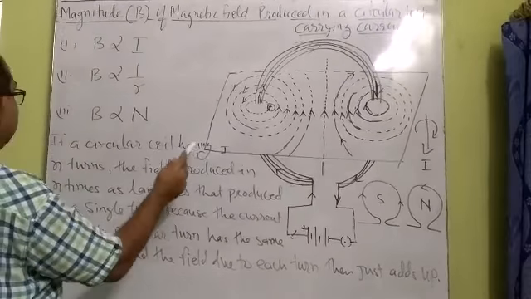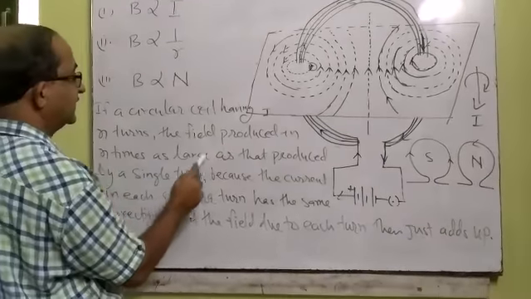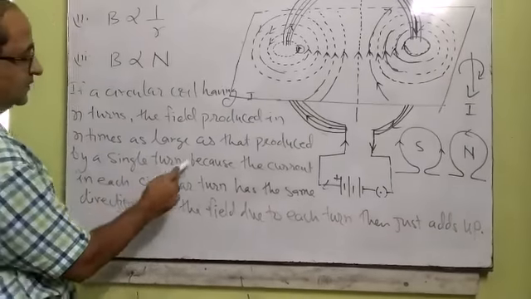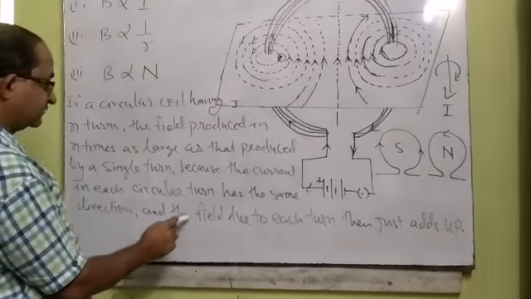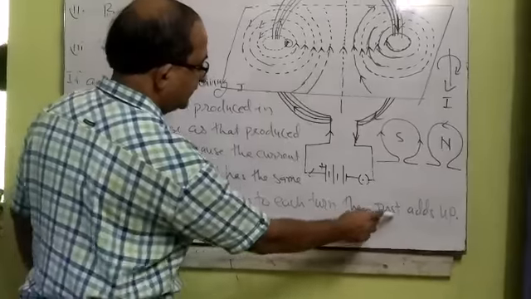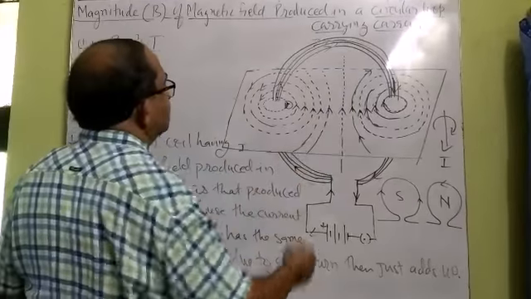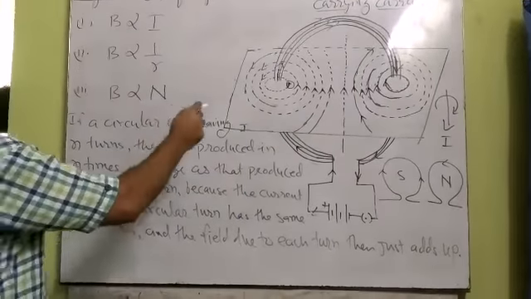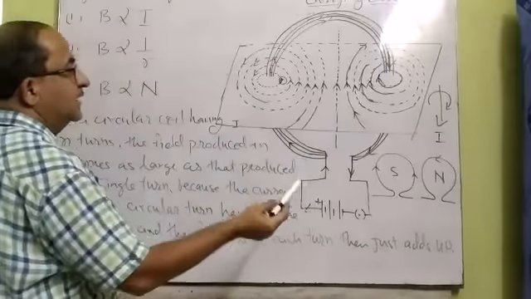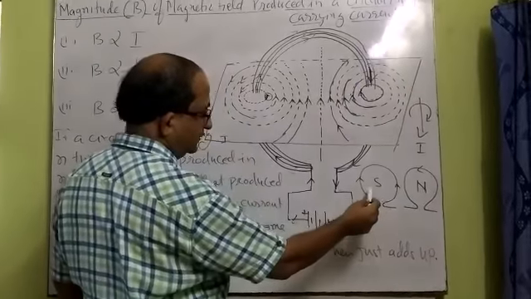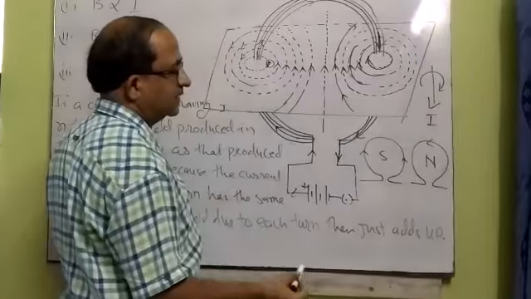So if a circular coil has N turns, the field produced is N times as large as that produced in a single turn, because the current in each circular turn has the same direction. That is why the field due to each turn will be added up and produce a larger field around the coil. So we can conclude that the strength of the magnetic field will be increased by increasing the number of turns. Even by the direction of current inside the coil, we can find the poles, or we can say the polarity of the magnetic field produced.